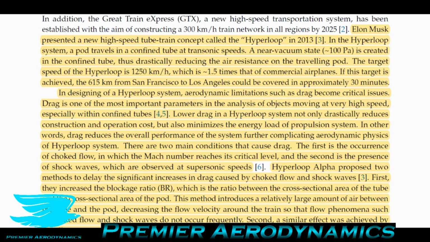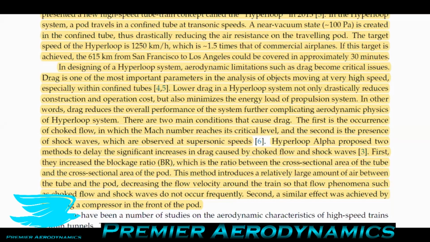In designing a Hyperloop system, aerodynamic limitations such as drag become critical issues. Drag is one of the most important parameters in the analysis of objects moving at very high speed, especially within confined tubes. Lower drag in a Hyperloop system not only drastically reduces construction and operational costs, but also minimizes the energy load of the propulsion system. So the less drag you have, the less energy you need to give it to continually go at that speed.